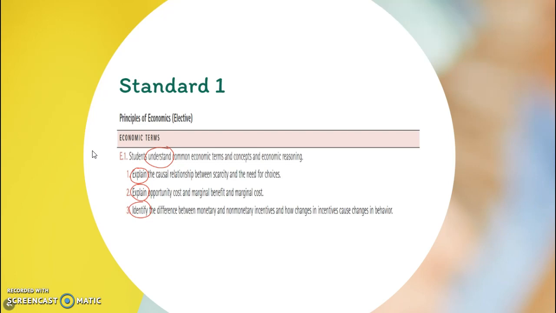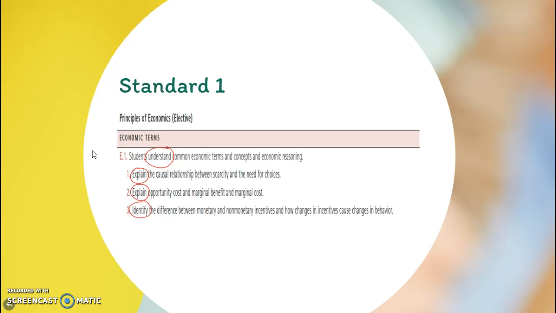So 1, they have to explain the causal relationship between scarcity and the need for choices. 2 is explain opportunity cost. 3 is identify the difference between monetary and non-monetary incentives. So I think explain is a little bit easier. This time it means that you're able to clearly define these terms to another person. So I think that helps you focus on your teaching strategies.